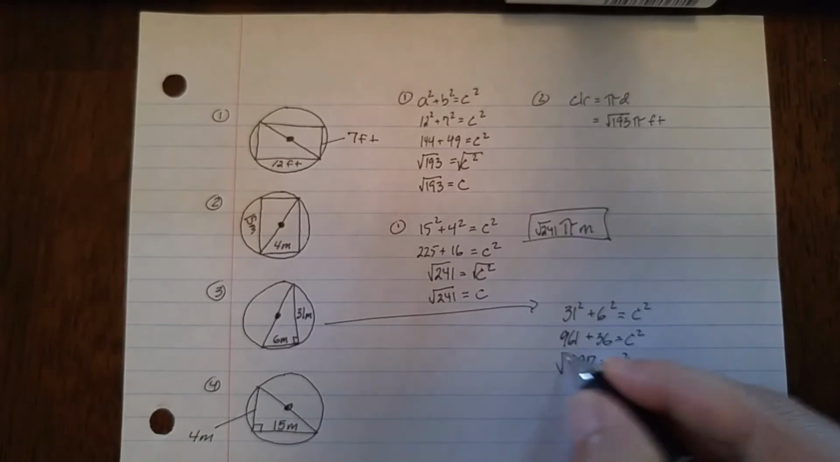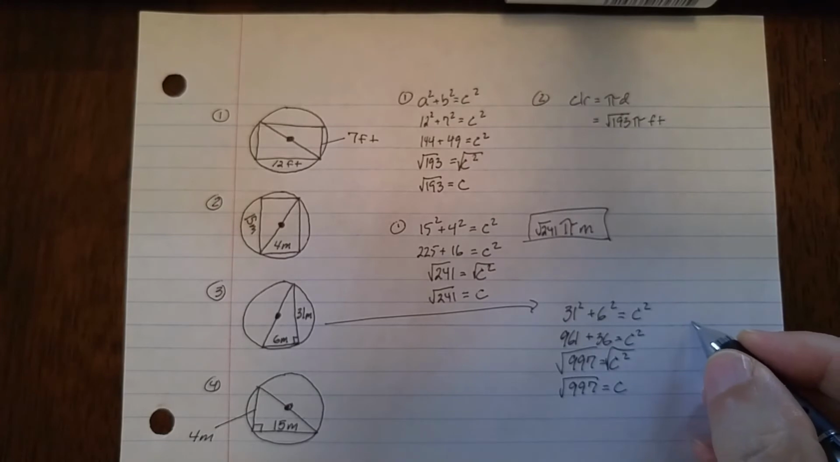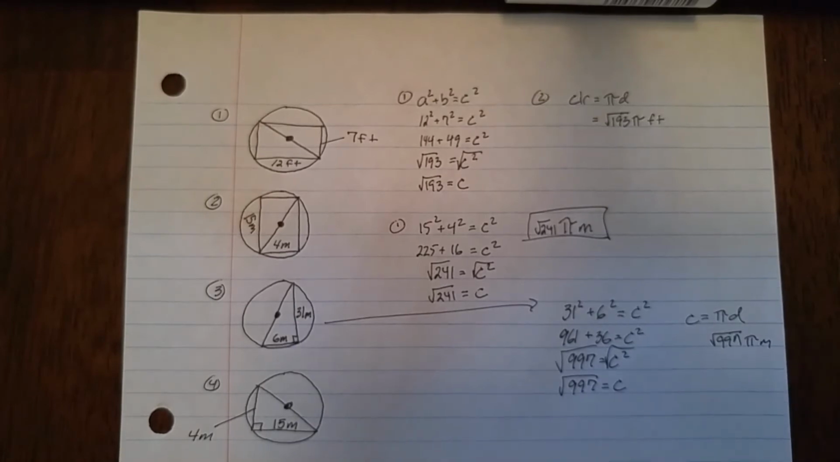To get rid of that square, take the square root of both sides. This is not a perfect square, so I'm going to leave it alone. So root 997 equals c. Remember, circumference is equal to pi times diameter. So if my diameter is root 997, put the pi on the end, put your units, which is meters. And that's it for that one. Let's keep on going.